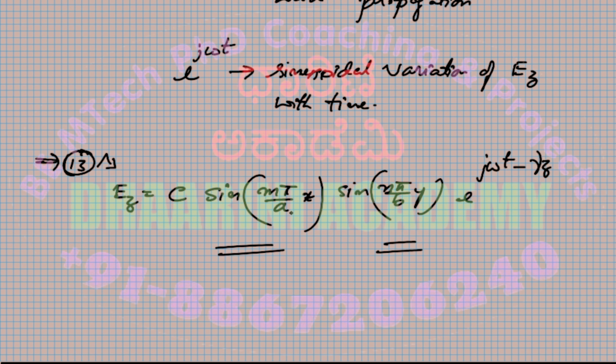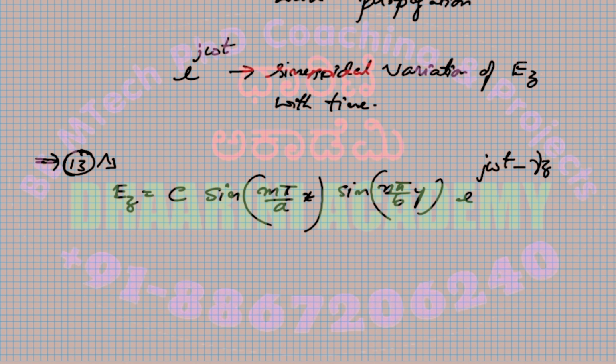So we have the variation coming up, and this actually depends on the dimensions of your waveguide. How much variation you have along the x-axis is controlled by sine of m pi by a times x. How much variation you have along the y-axis is controlled by sine of n pi by b times y. So now you got an Ez component.